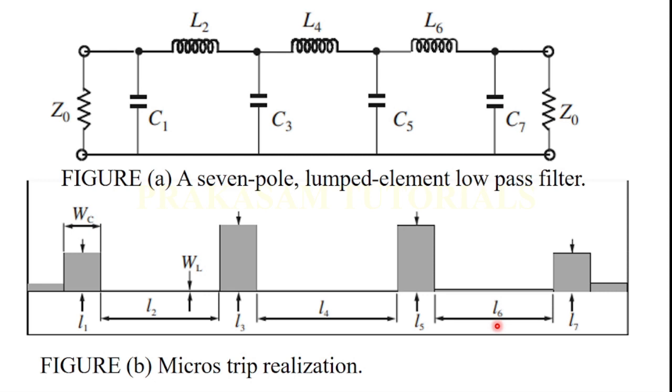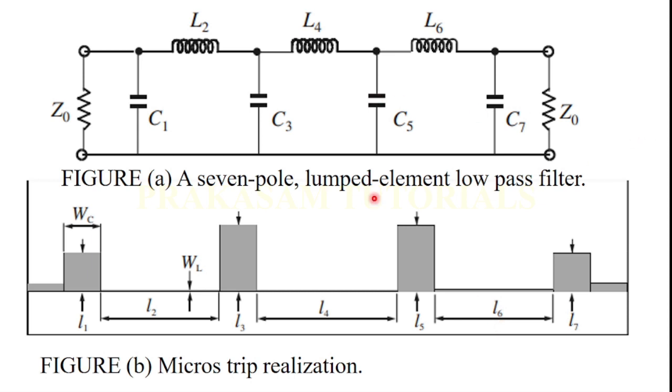In this video, I am going to design the same 7-pole lumped element low pass filter using 4 open circuited stubs. So now in this design I am using a transmission line characteristic impedance of 93 ohms. For this characteristic impedance of 93 ohms, the line width is 0.2 mm.